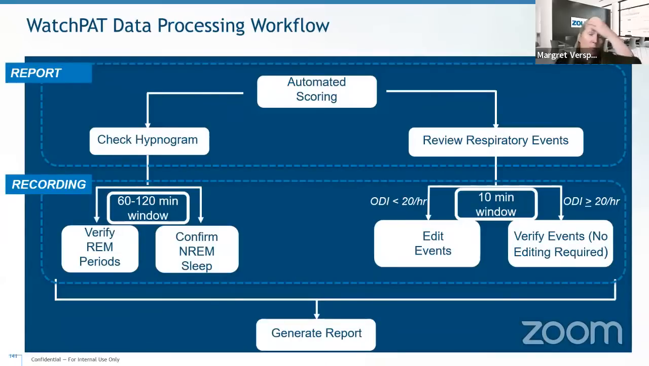What we detected is, when you have a report that is automatically scored, and you have an ODI more than 20 per hour, an HI more than 20 per hour, and it all looks okay to you, there is obstructive sleep apnea, with the desaturation, the snoring, everything there, there's no need to go into the raw data. If you have a low ODI, or a gap between ODI and RDI, or ODI and HI, you go into the raw data to check what's going on.